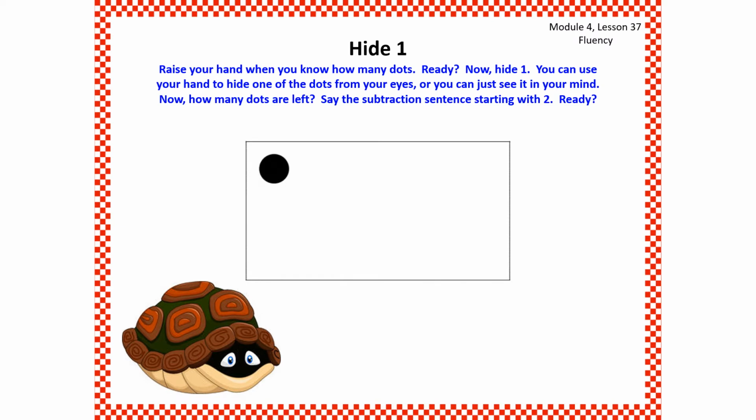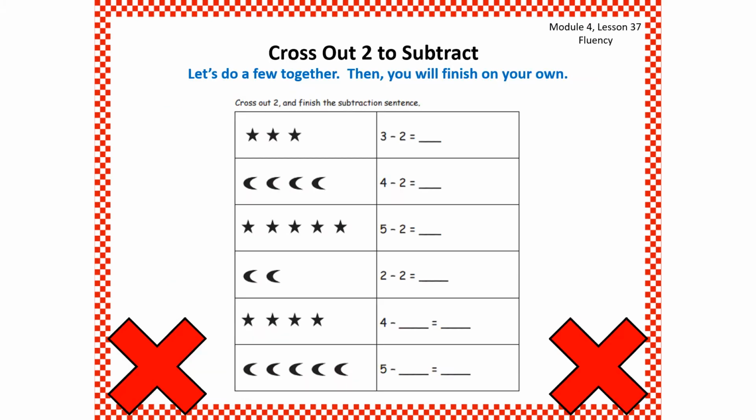How many dots do you have? 1. Now take away 1. How many do you have? That's right, 0. Say the subtraction sentence starting with 1. Ready? 1 minus 1 equals 0. Good job. Now we'll cross out 2 to subtract. I'll do 2 with you and then you'll finish on your own.